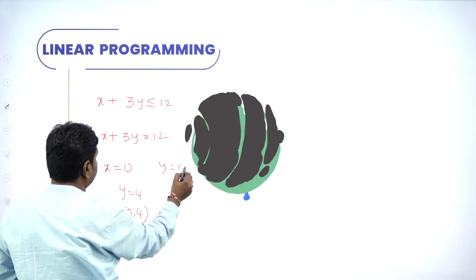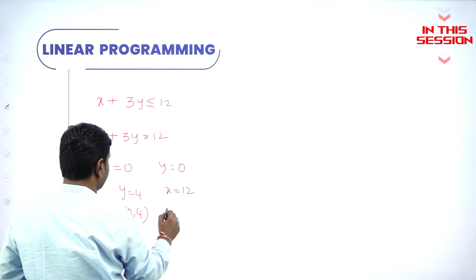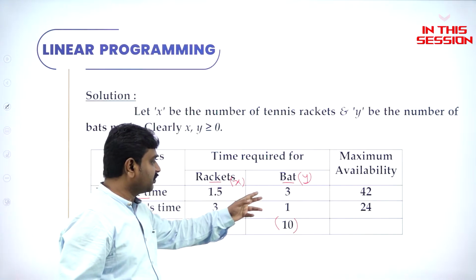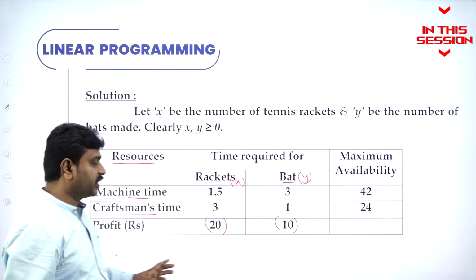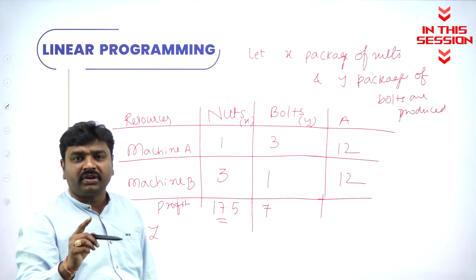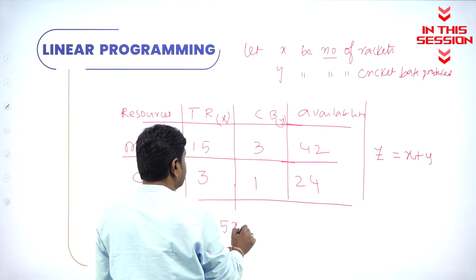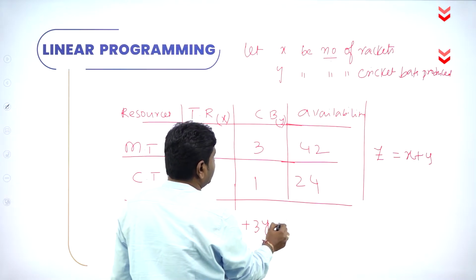Put y = 0, you'll get x as 12. You'll get another point called B, which is (12, 0). What is the first condition? The condition is machine time. Machine time is 1.5x hours plus 3y hours, which should be less than or equal to 42. So 17.5 rupees you will get profit for one package, but we are producing x packages. 1.5x plus 3y should be less than or equal to 42.